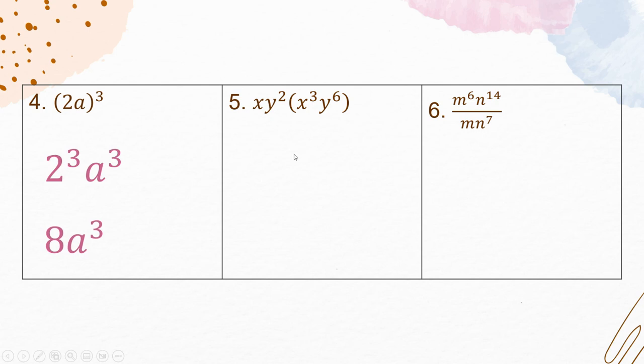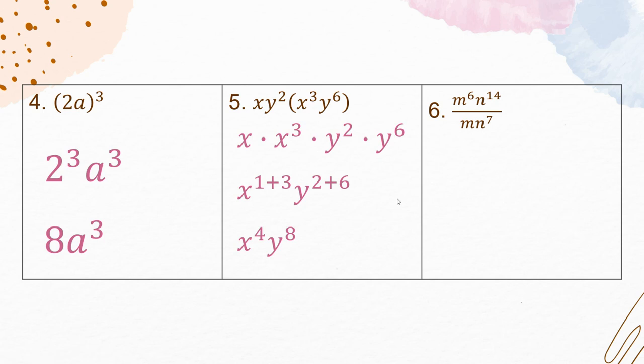Now, number 5, we have xy squared times x cubed y to the 6th. This might look a little confusing to start, but really, all we have to do is find our like bases and figure out what we do when we multiply like bases. Hopefully, you guys are saying we add their exponents. So I take x times x cubed times y squared times y to the 6th. Here are my like bases of x. And remember, when we multiply like bases, we add their exponents. So I would have x to the 1 plus 3, because there's assumed to be a 1 here, and y to the 2 plus 6, giving me x to the 4th, y to the 8th power.